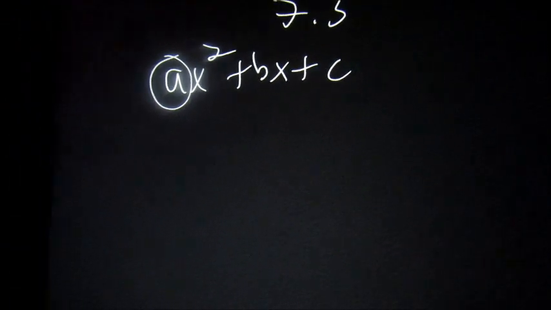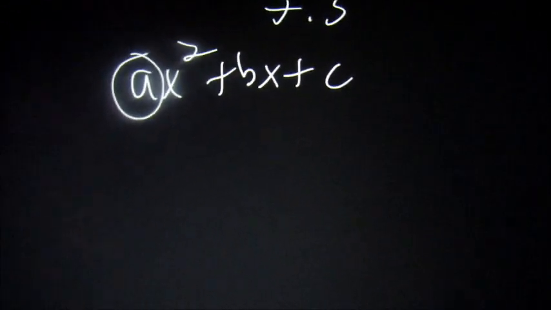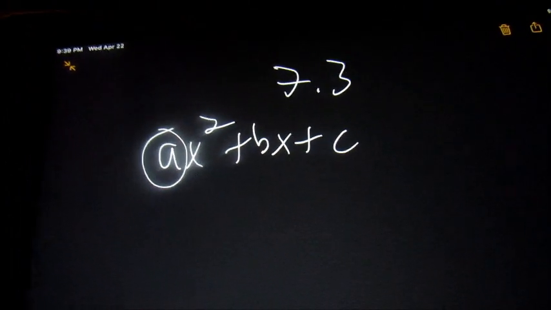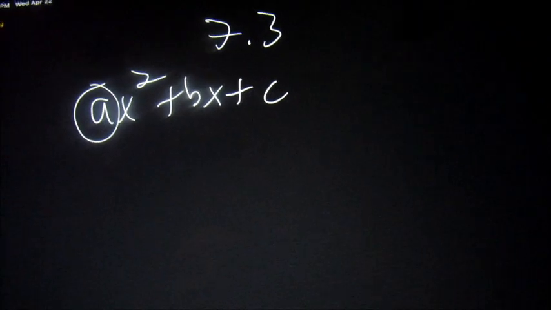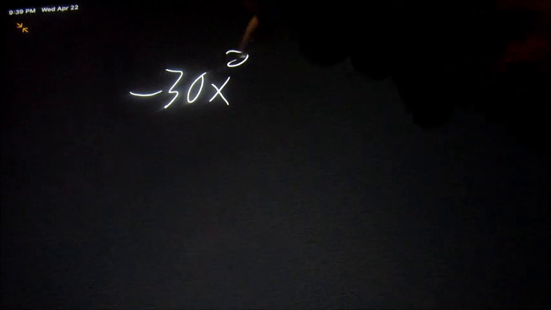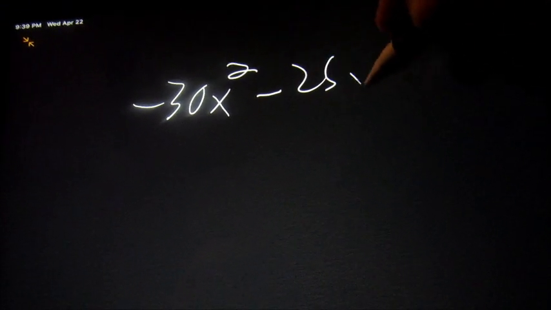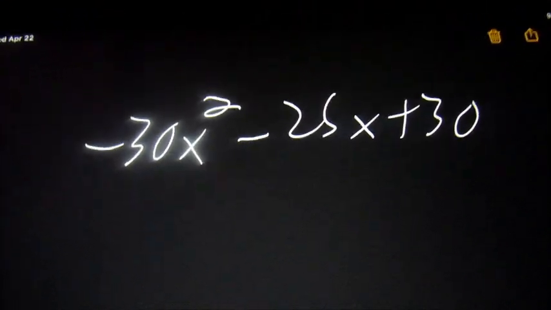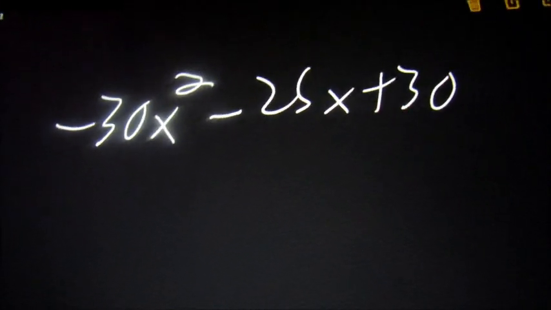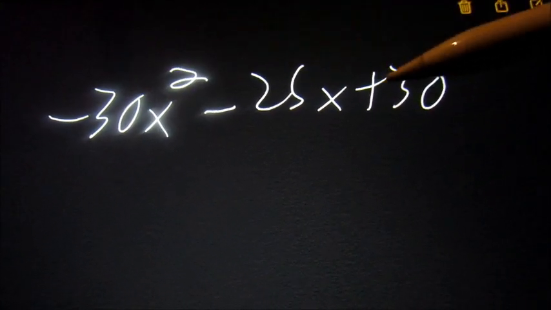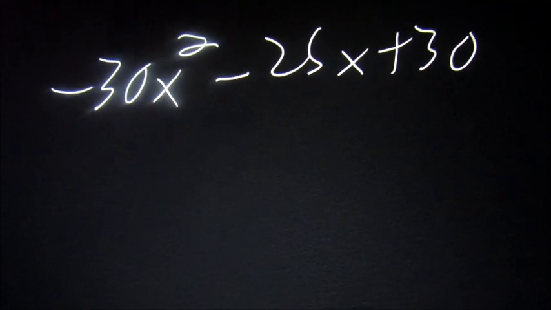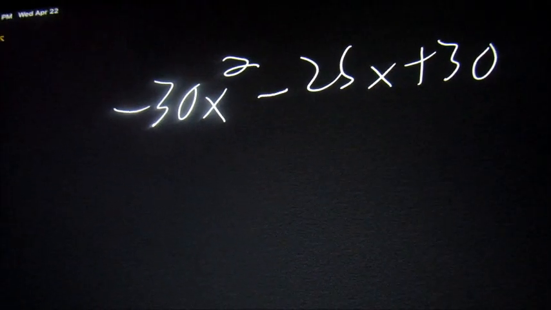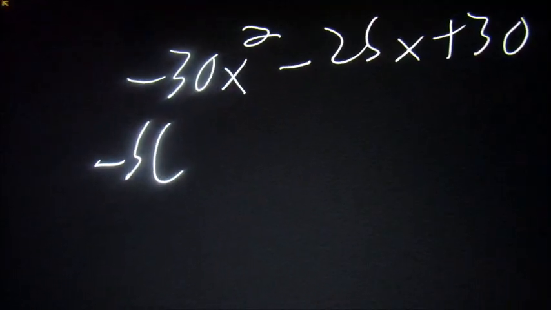The method I'm going to show is just what I call the guessing game, but it's also a trial and error. And so the first thing we're going to do is, let's say we have negative 30x squared minus 25x plus 30. So the first thing I'm going to do is factor what I can. I can factor out a 5 from everything, but notice I have a negative sign here. I want to factor that out too, because we never want the x squared term to be negative. So I'm going to factor out a negative 5.